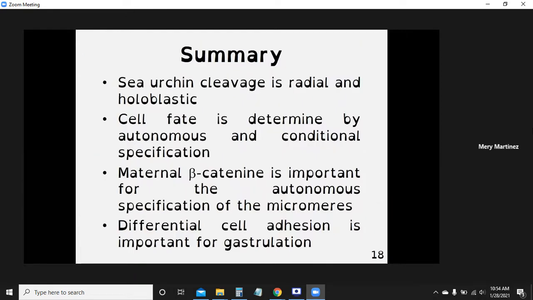So, in summary, sea urchin cleavage is radial and holoblastic. Cell fate is determined by autonomous and conditional specification. Maternal beta-catenin is really important for the autonomous specification of the micromeres. Differential cell adhesion is important for gastrulation. So that's how we can go through this epithelial-mesenchymal transition. Okay. And at the same time, they can adhere to the blastocele wall.